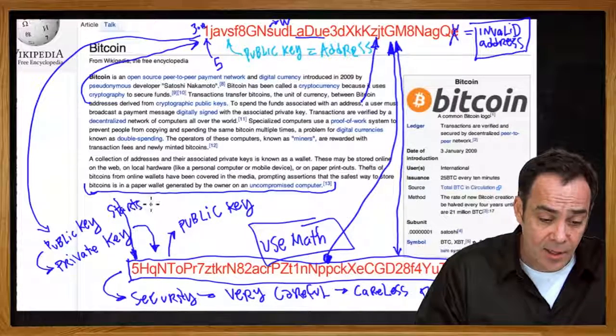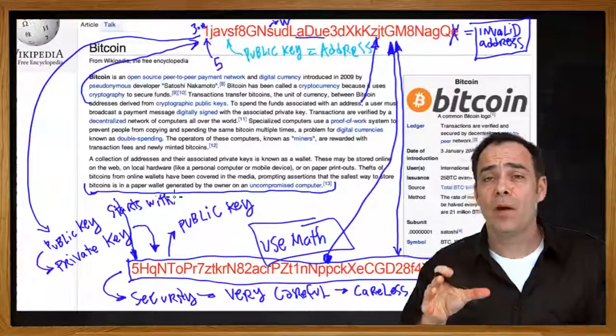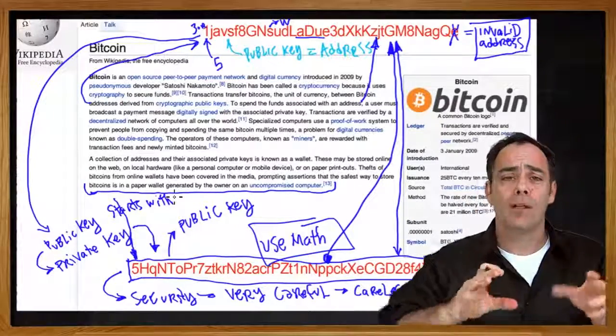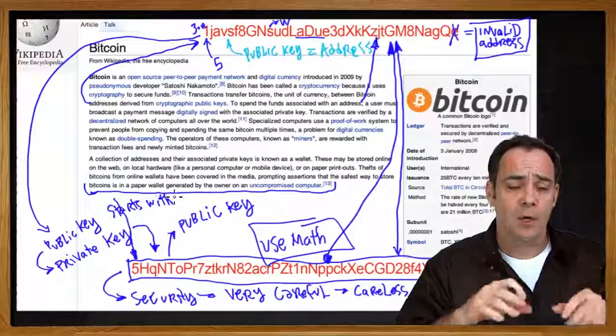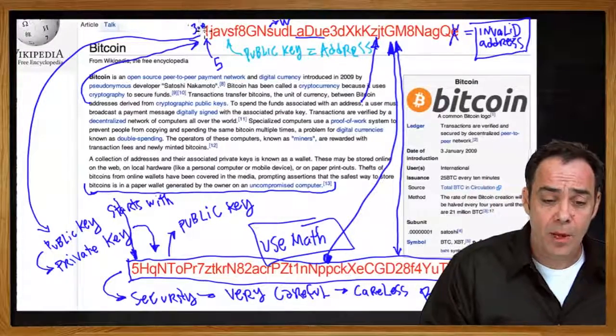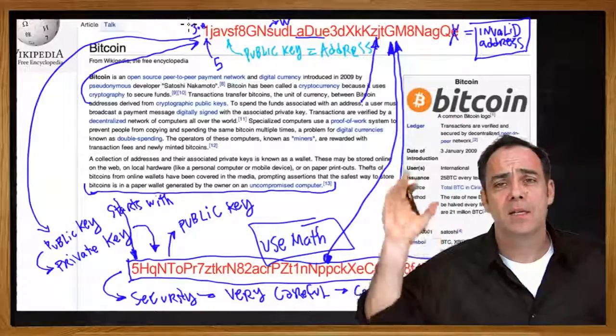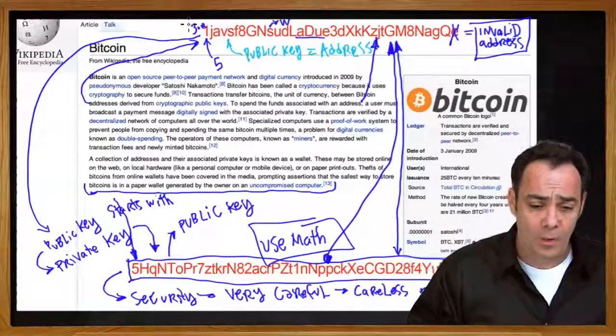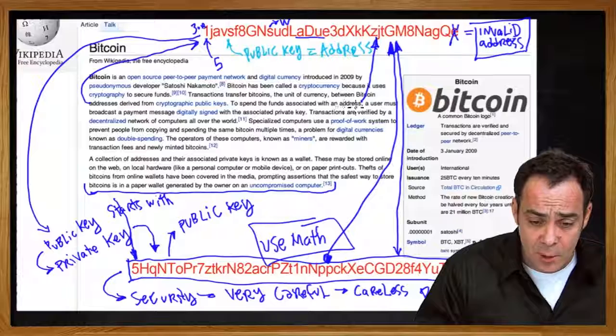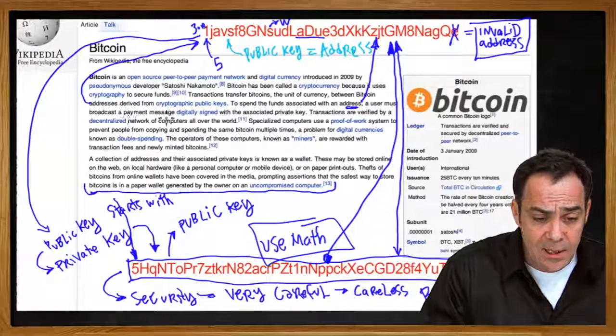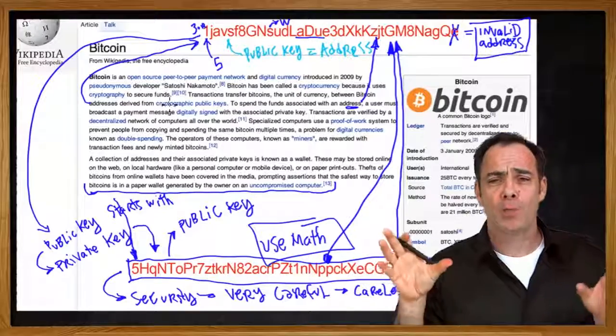Okay, so I have to have something that looks like this that starts with a 5. And if I have it, or it's in my wallet somewhere, I can just simply open my wallet, Coinbase, whatever, and go send money to a different public address. Okay, so I can send it to a charity, I can send it to my friends, I can do whatever I want with it. So to spend the funds associated with this public key, a user must broadcast a payment message.